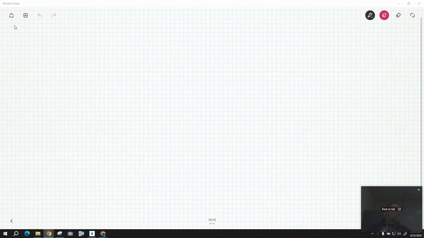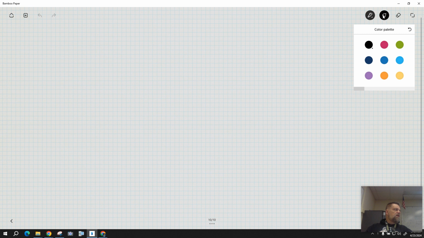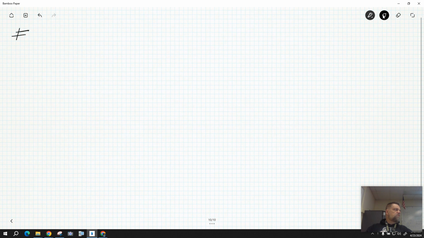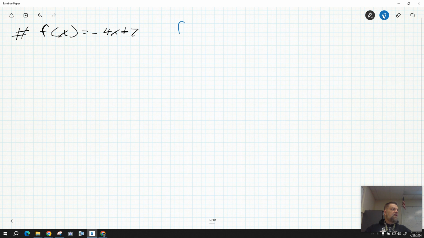So this is from the homework. Problem number 1. And they give us f of x equals negative 4 times x plus 7. Alright? So tell me, what do I got to do? Because what they really want me to do is find f inverse of x.